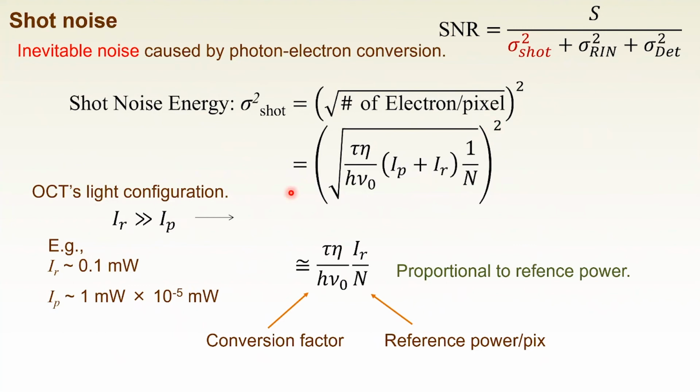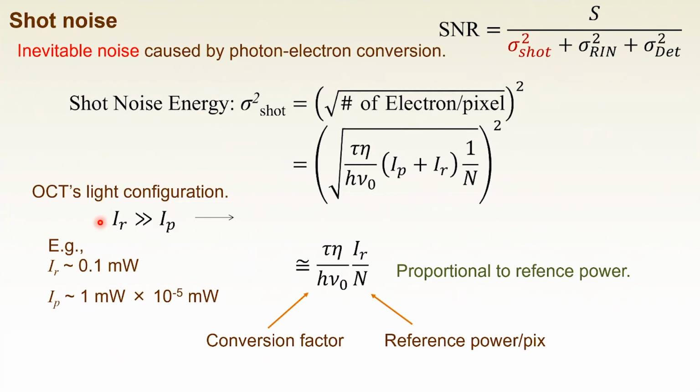But there is another important factor here. In OCT's typical light configuration, the reference power is normally much stronger than the reflected probe power. For example, the reference power on a detector is typically configured as something like 0.1 milliwatts to 1 milliwatt, or even 1 to 2 milliwatts, a few milliwatts. In comparison, the probe power reflected by the sample, collected by the system and led to the detector, is quite low, like 1 milliwatt times 10 to the power of -5. It's much smaller than IR.